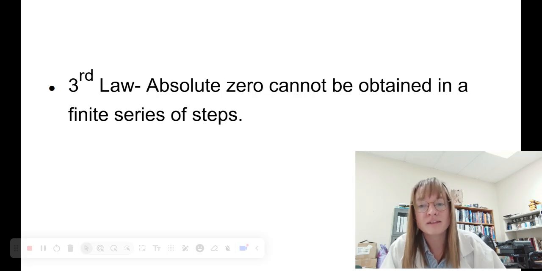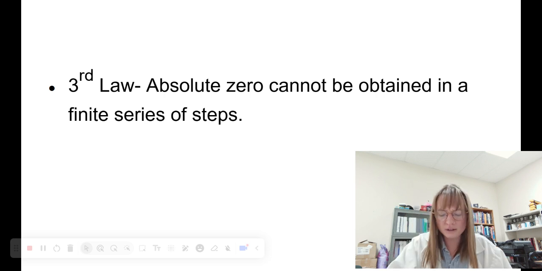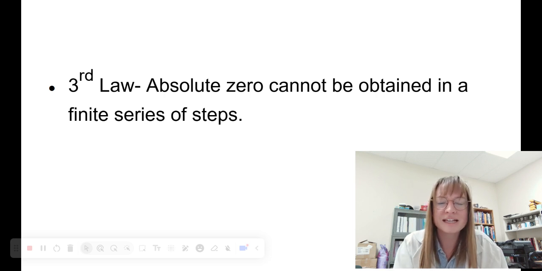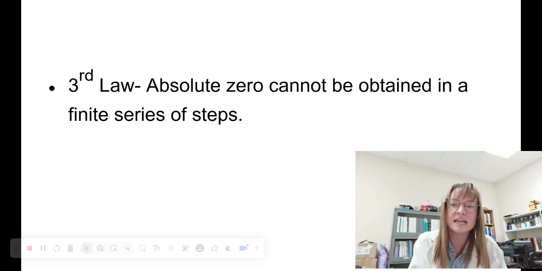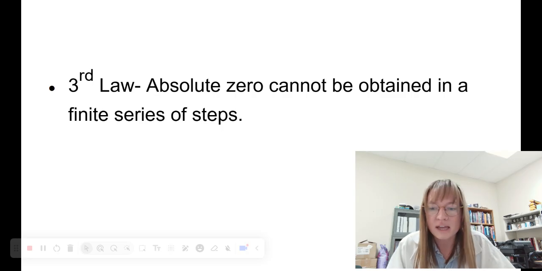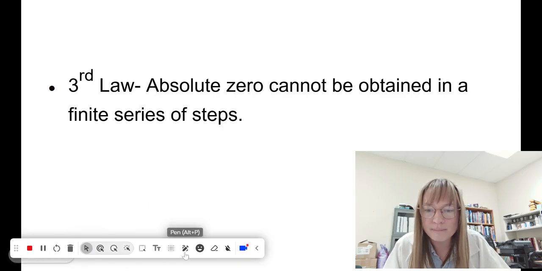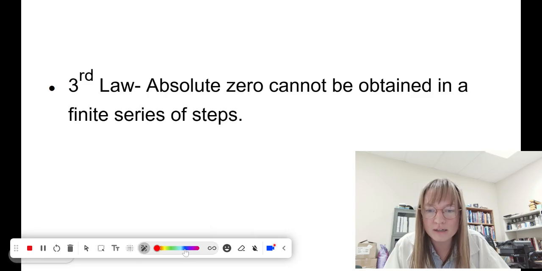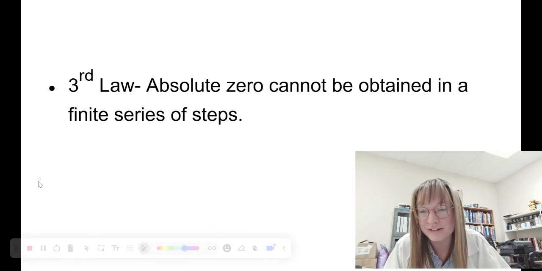Now, the third law. Third law is nice and quick and easy. It says that absolute zero cannot be obtained in a finite series of steps. You know Zeno's paradox, yes? And if you don't know Zeno's paradox, you do know Zeno's paradox. You just don't know that you know Zeno's paradox.